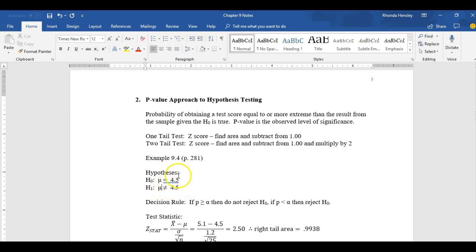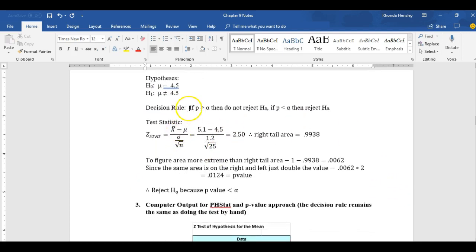sorry, of 4.5. So the null says our mean is 4.5 minutes. The alternative says that mu is not equal to 4.5 minutes. This decision rule works anytime you're using a p-value, so you just state that. If your p-value is greater than our alpha level, then our decision is do not reject our null hypothesis. If the p-value is less than alpha, then we reject the null hypothesis. You can remember that decision rule, we'll be using it all semester.